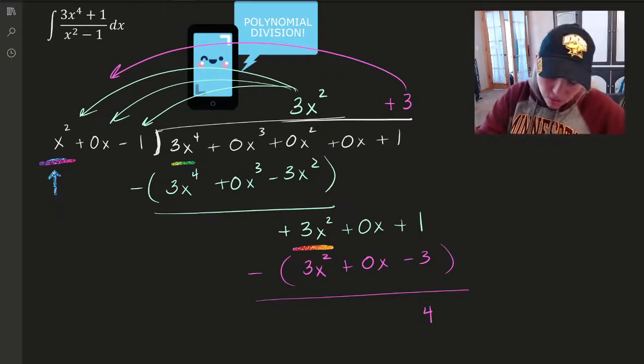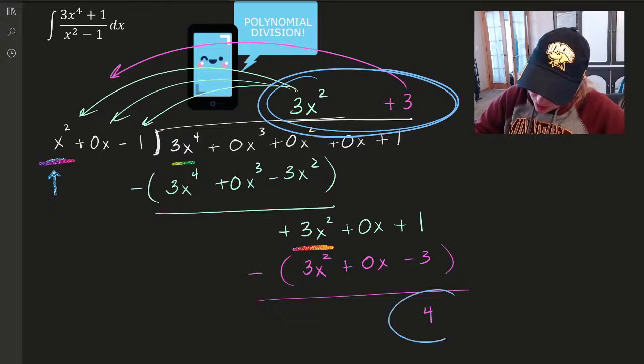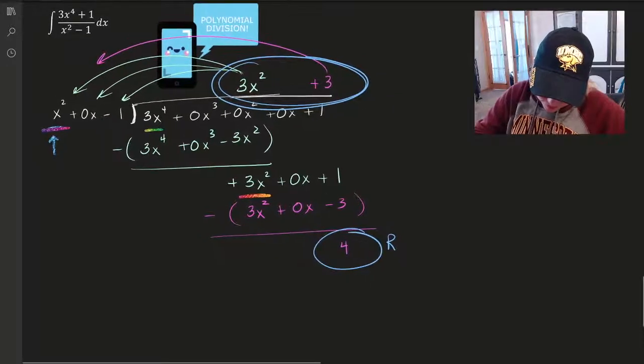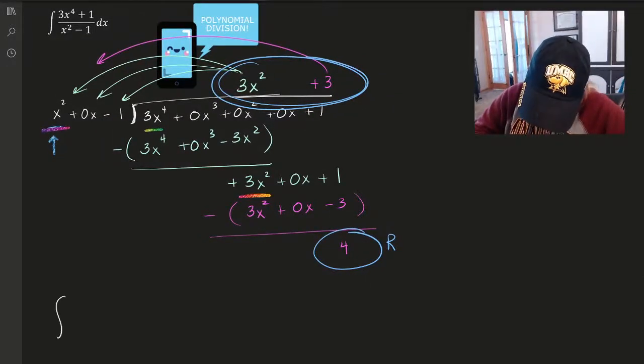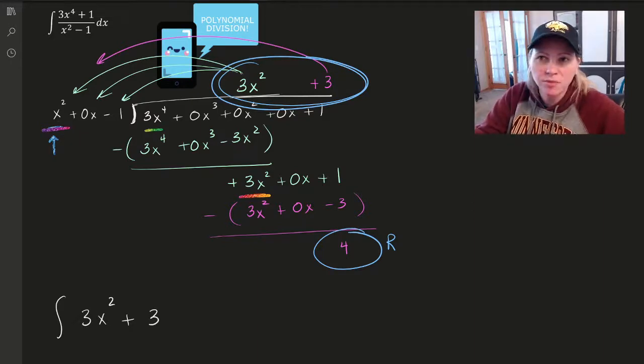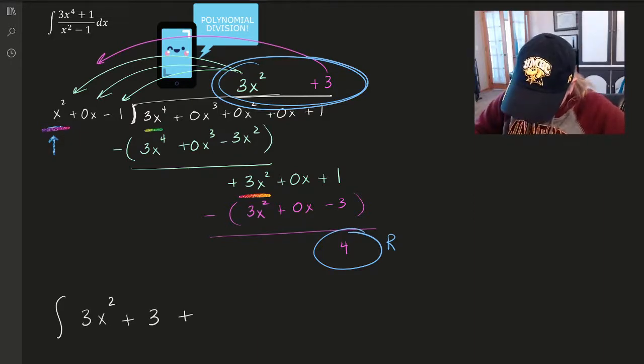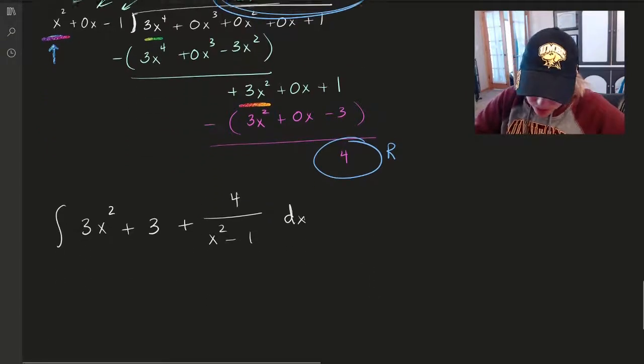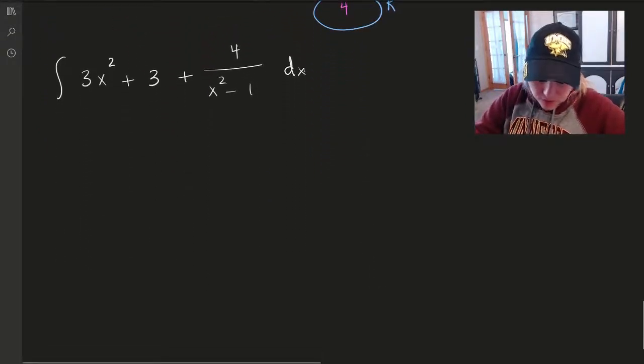So now I'm going to rewrite this using the top and the 4 as my remainder. And it's going to look like this. I'm going to have the integral of 3x squared plus 3, so that's from the top, that's my quotient, plus the remainder, 4 over x squared minus 1. This is what I'm going to integrate. And now it becomes a little easier to do, okay?